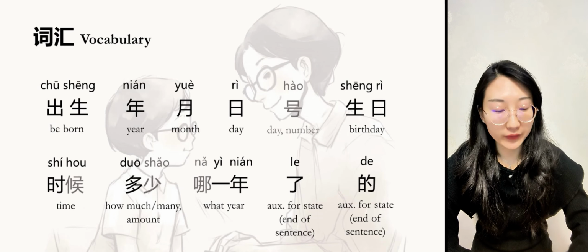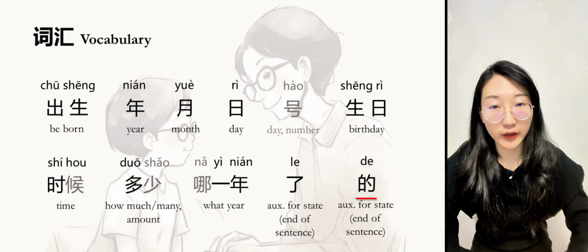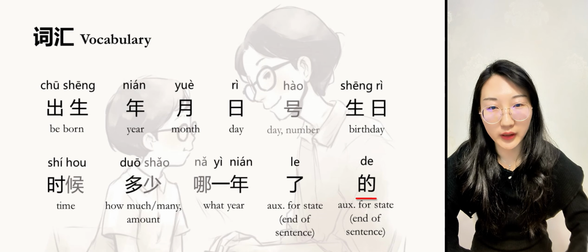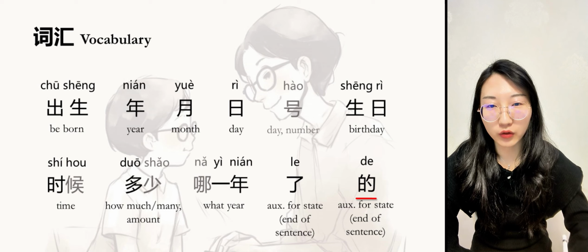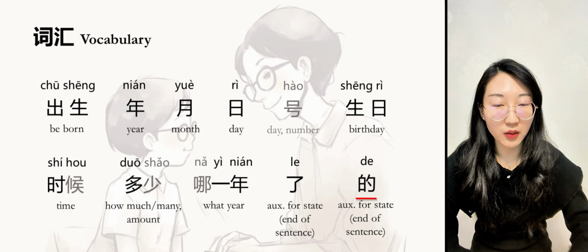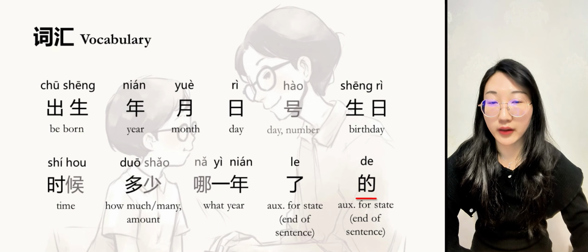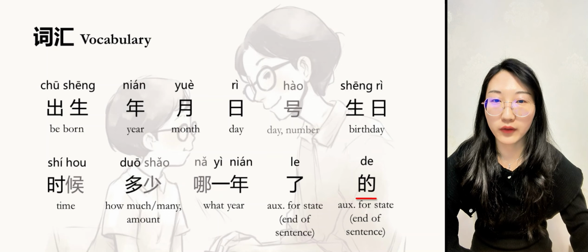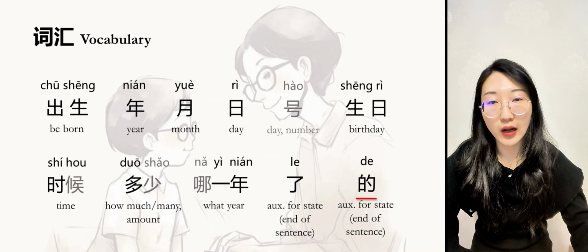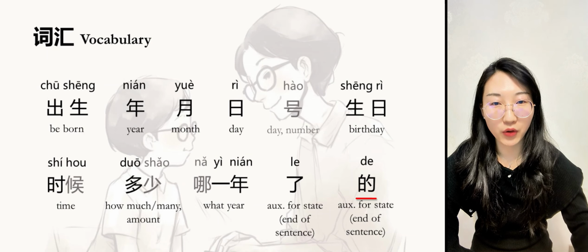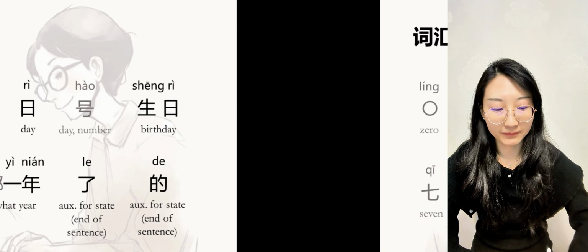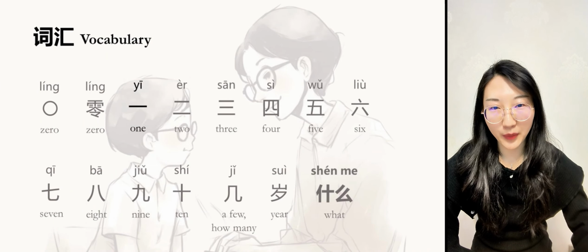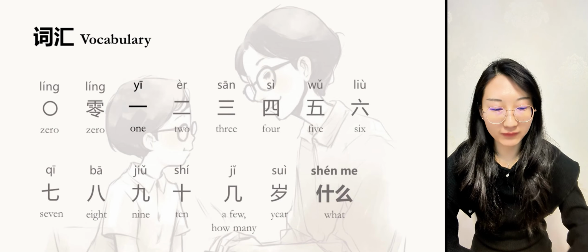And also, we have learned auxiliary word 的 in our last class. The first meaning of 的 is to be added after a noun or pronoun to mean something. And the second meaning of this word is to be added at the end of the sentence to mean the sentence is over, which we also learned in our last class, but we're going to see more of these examples in today's class. Now let's move to the second page of today's vocabulary.